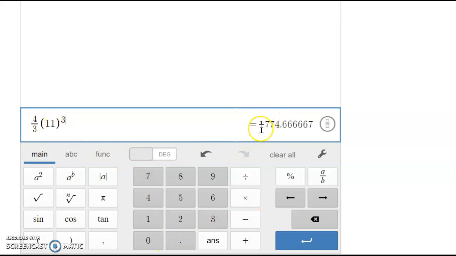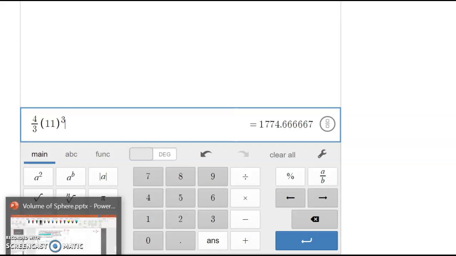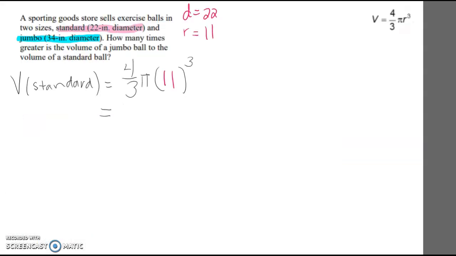Which gives us 1774.7 if we round up. 1774.7 pi inches cubed.